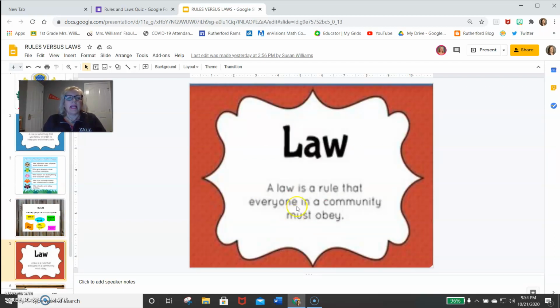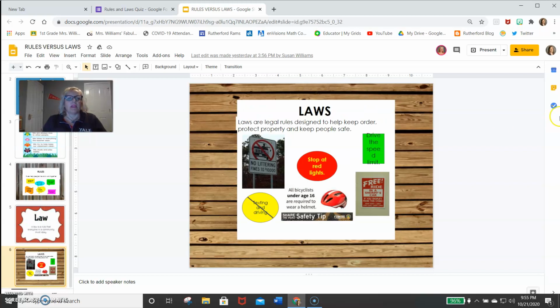But in our society, in the community, we have laws. Okay, so a law is a rule that everyone in a community must obey. One of the laws that you might think about is like everyone must wear a seatbelt. And if you get caught not wearing a seatbelt, you have a fine or a ticket or a consequence, the person driving your car anyway would. So laws are legal rules designed to help keep order, protect property, and keep people safe.